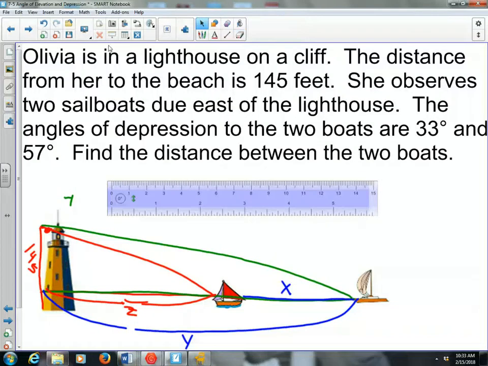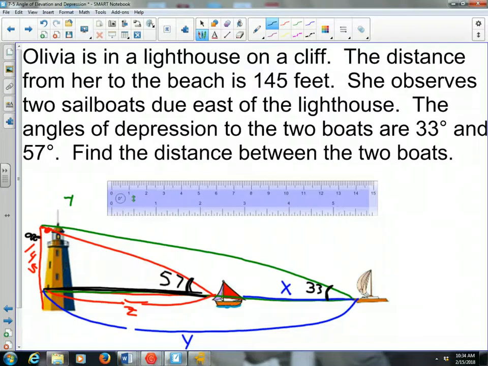So it says that my angles of elevation or of depression are 33 and 57. So the angles are always made with a horizontal line. So this angle and this angle are my two angles. One is 33 and one is 57. The more acute angle is going to be 33, and the slightly larger angle, still acute, is going to be 57. So if I want this distance, that's my z.